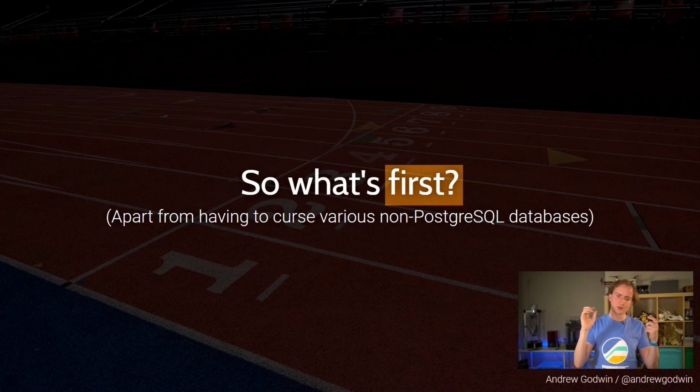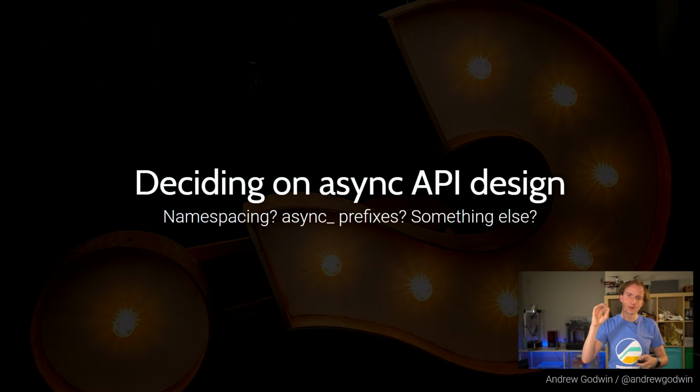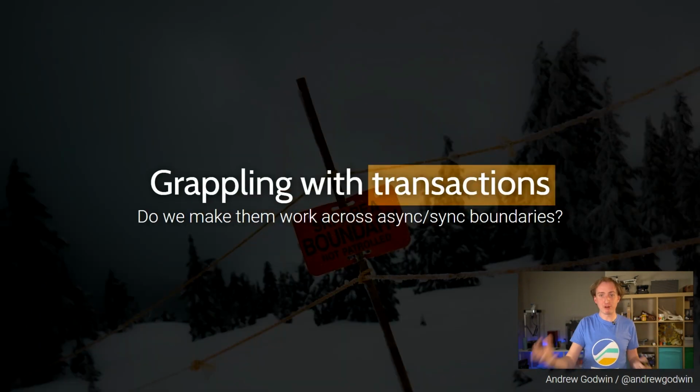So what's first? What is the first thing we're working on here? Well, before all those phases, we need to decide on what that async API design looks like. And I'm not a fan of designing in a vacuum. I want to do it with the real thing, with a concrete thing to play around with. So we need to do that as well. We need to grapple with transactions. And again, that's part of the API design and making sure it fits and works well.